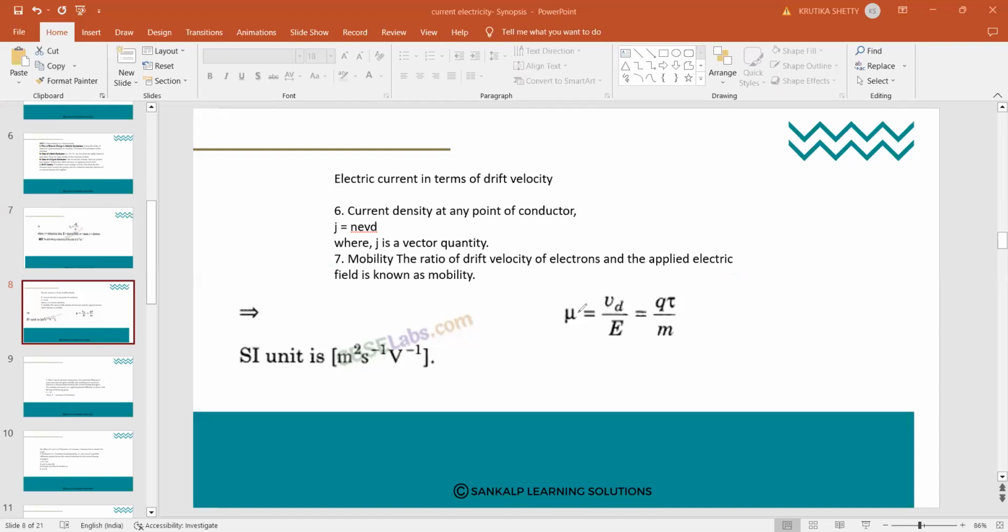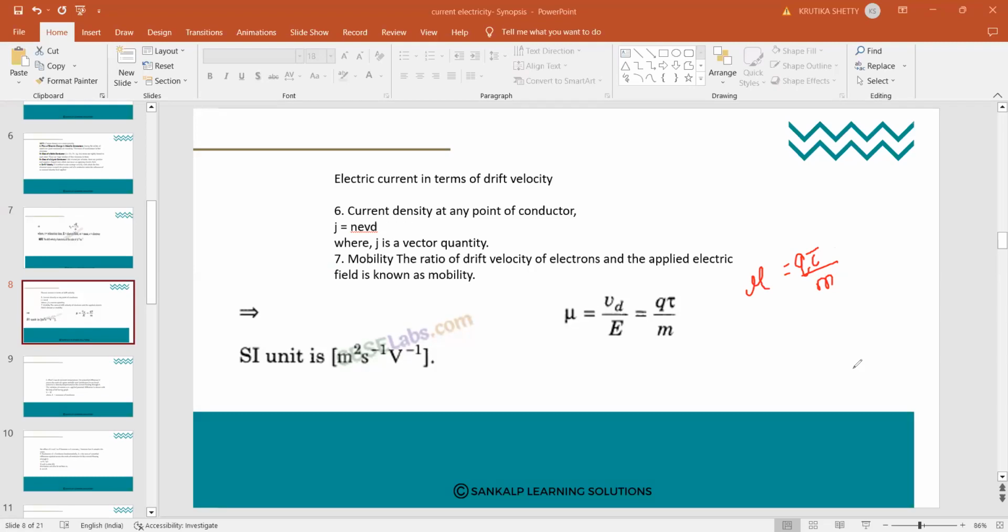Here the mobility is also expressed in terms of another expression: mu is equal to q into tau divided by m. Q into tau divided by m. So q is the charge, tau is the relaxation time, m is the mass. Yes, note down the formulas. Don't miss any formula.